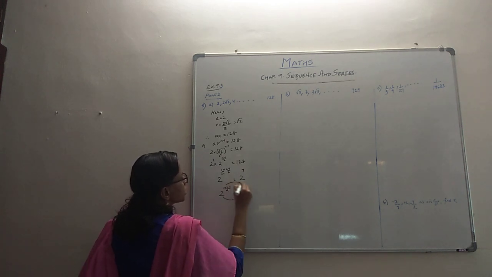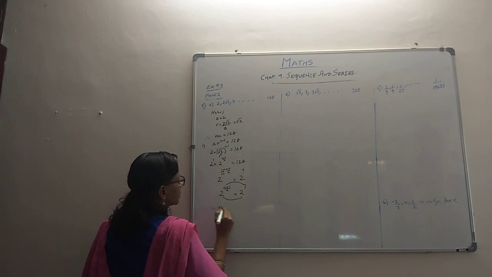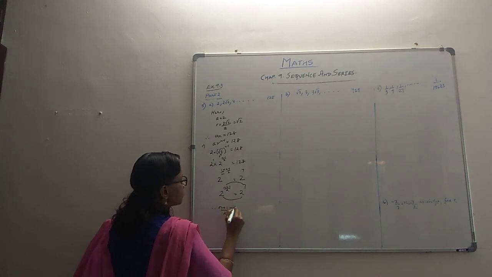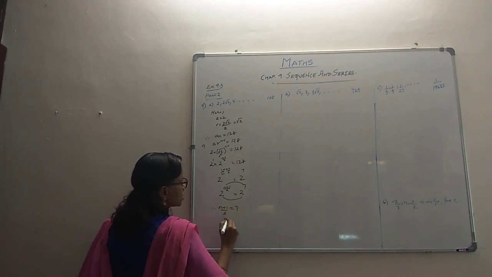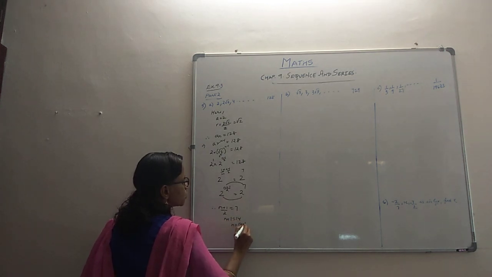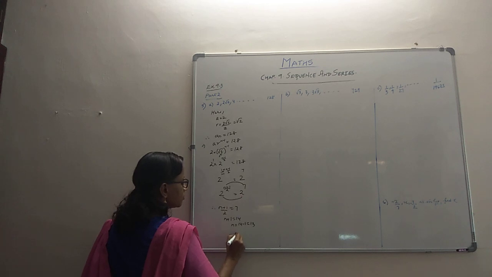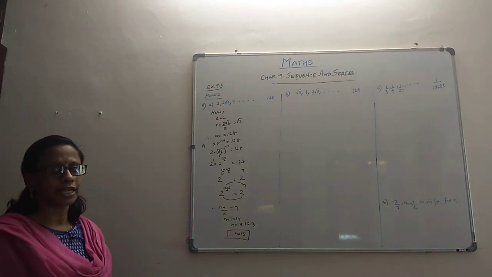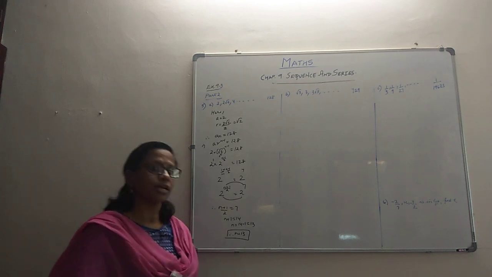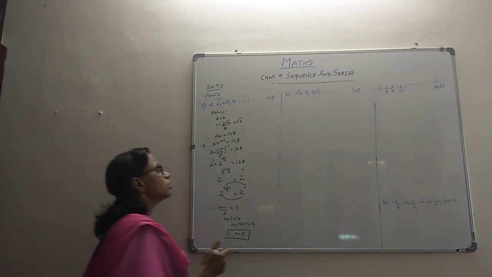The bases are the same, you can compare the exponents. Therefore, n plus 1 by 2 is 7. When you have it transposed, n plus 1 is 14. So, n is 14 minus 1, 13. Finally, the value of n is 13. This is how you go about doing the problem. You are getting the nth value as 13 in the case A. Let's do the case B and case C also.